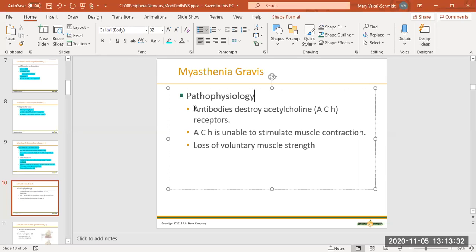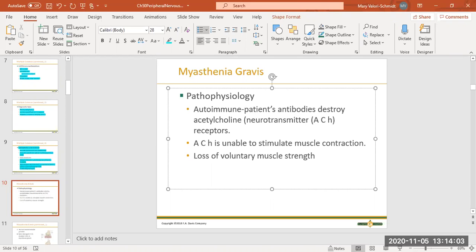And what happens is there are your antibodies, and I'm actually going to just change this. Let's make this autoimmune. So autoimmune, okay? The patient's antibodies actually destroy acetylcholine receptors. So acetylcholine is a neurotransmitter, and I'm going to put that over here for you guys. And you need to at least know these words. So that's a neurotransmitter that allows muscles and nerves to communicate.